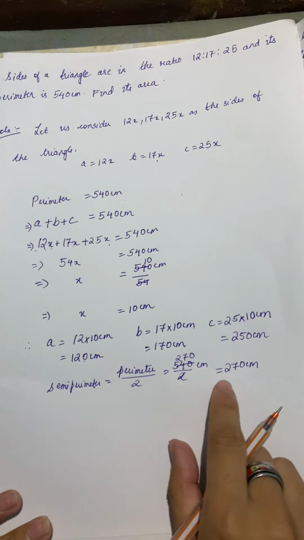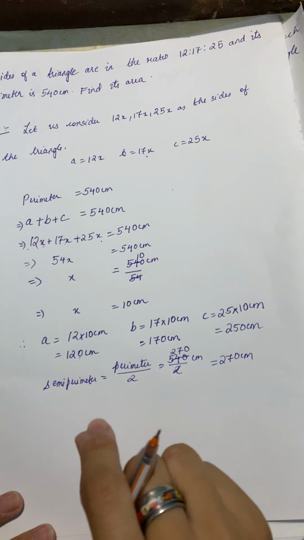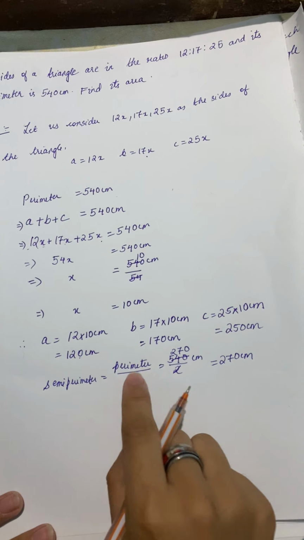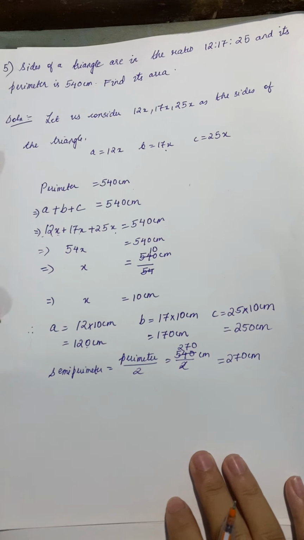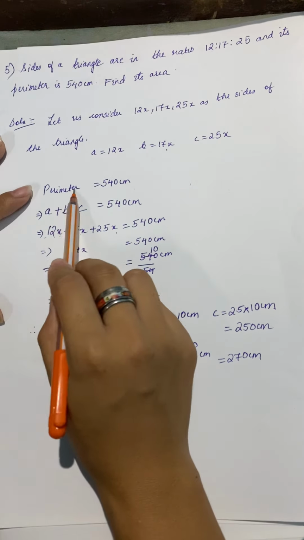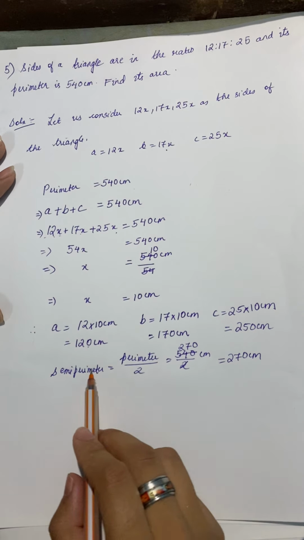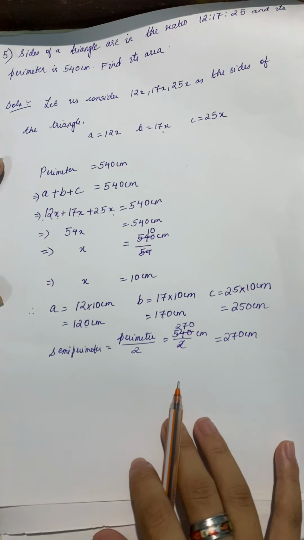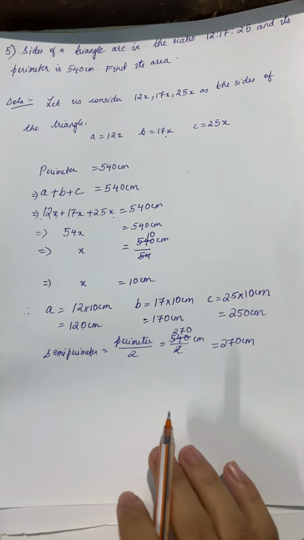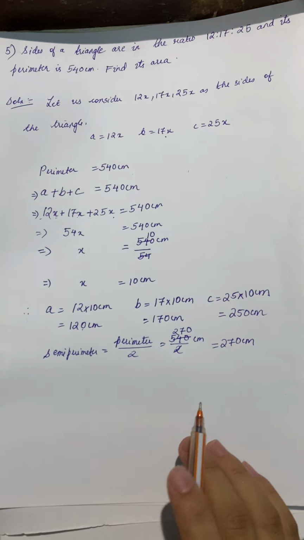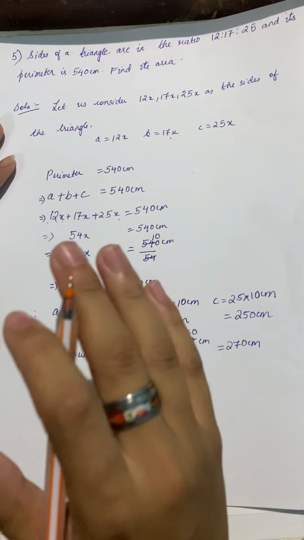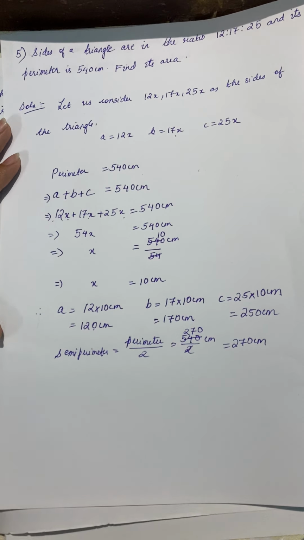Don't waste your time. When you know that the semi-perimeter formula is perimeter by 2, or else it is A plus B plus C by 2, but since they've already given you the value of perimeter, directly you can just substitute. That will save you time. In exam, if you can get shortcut methods, try to use that, so that you can give more time to questions that you're struggling with.